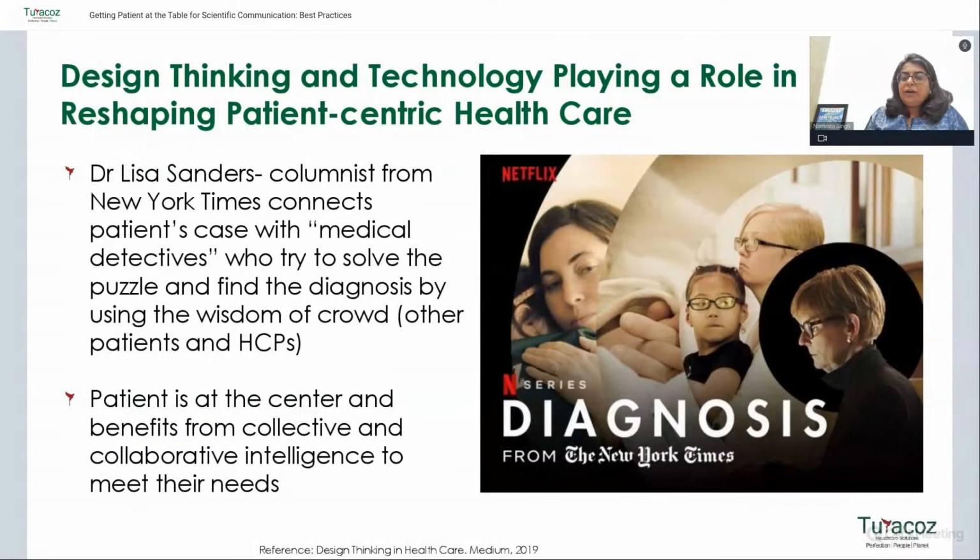The doctors were not able to diagnose her. Now what this series shows, and what they have tried to do here, is they took a video of the patient talking about what her problem is. And Dr. Lisa, in her column, created a crowd. So through social media, this video was shared, the article was shared, which is the patient's own story of what she's facing and what all tests have been done, in a very patient's own experience and their own language. So it is shared.